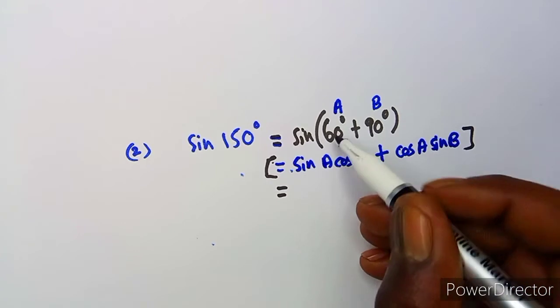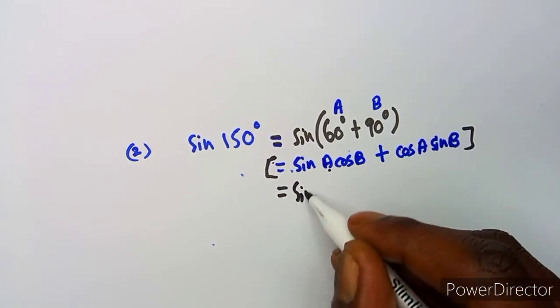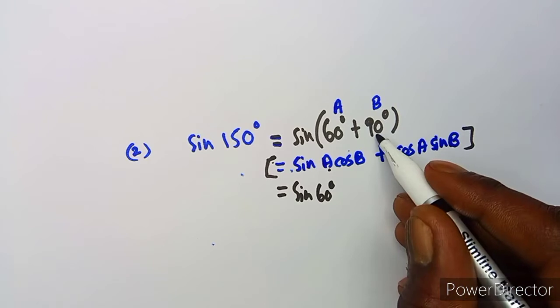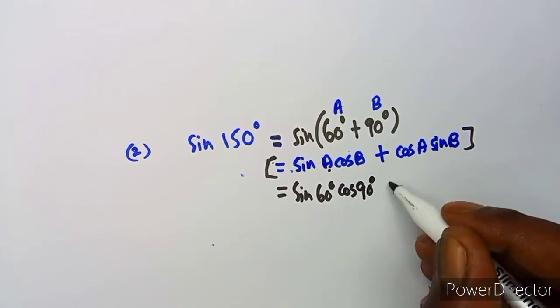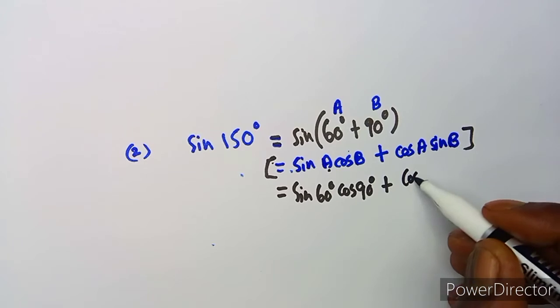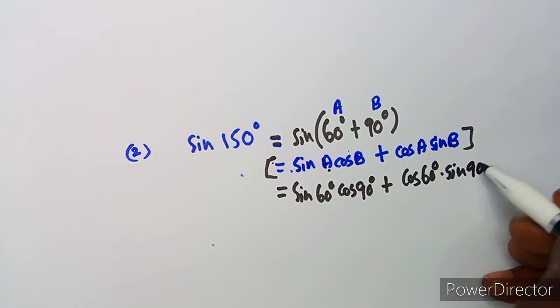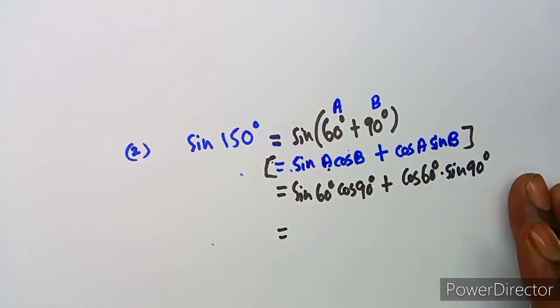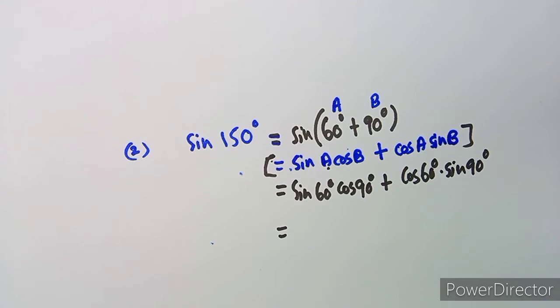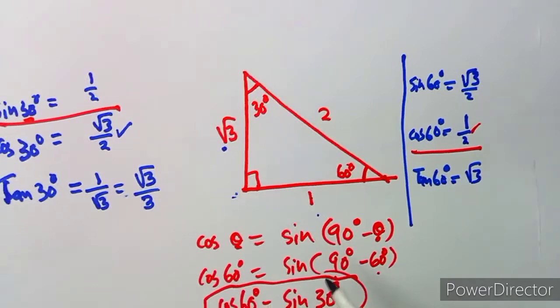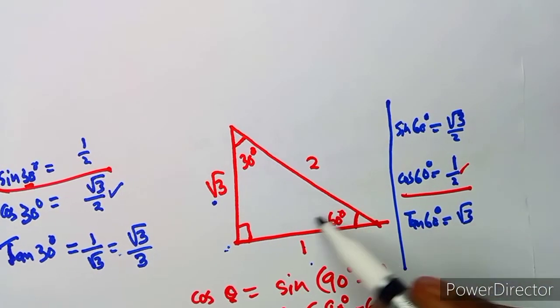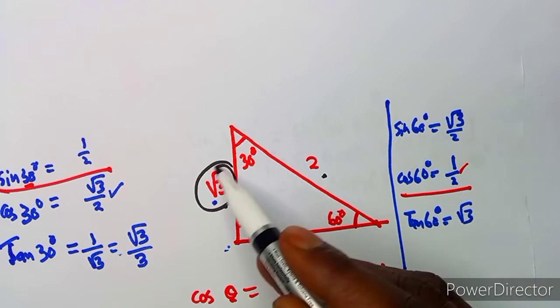So this is going to be sine A, which is sine 60. So we've got sine 60 degrees, cos B, which is cos 90 degrees, plus cos A, which is cos 60 degrees, sine 90 degrees. All right, so this is what you're going to have. Cos 60, you go back to your triangles, those triangles, guys, and you find a normal ratio. That's our sine 60 here. We said it's going to be square root of opposite over hypotenuse, so square root of 3 over 2.